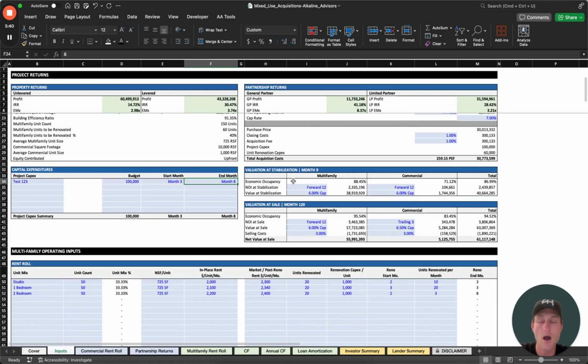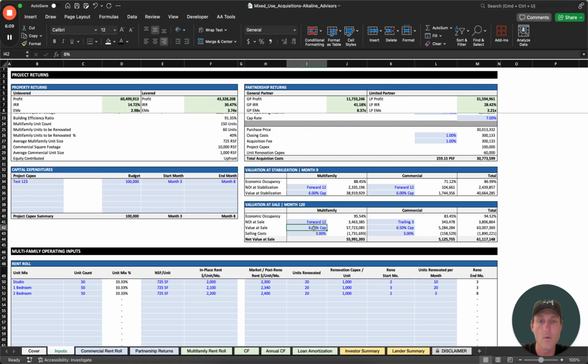In terms of the valuation at stabilization and valuation at sale, we've broken it out by multifamily and commercial, so you can actually hit the multifamily NOI and the commercial NOI separately with different cap rates, and you can also choose, let's say at sale, what NOI we want to pull at the multifamily level. We can choose the trailing 12, the forward 12, the trailing 3. Same thing at the commercial level, the trailing 12, the trailing 3, or the forward 12.